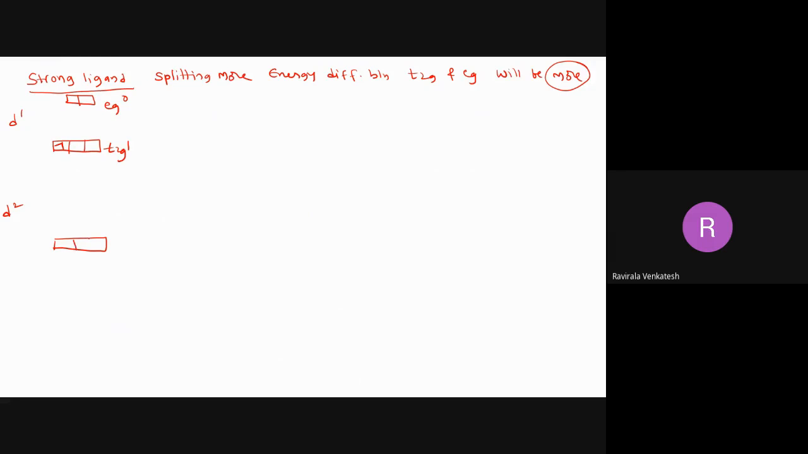If I take D2 like this here, T2G and this one will be the Eg. Energy difference is strong here. So next, I will take D3. So 1, 2, 3 electrons we need to half fill like this. This will be T2G 3, Eg 0. If I take D4 configuration, now what happens?